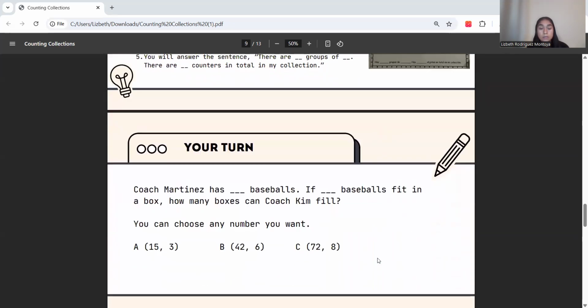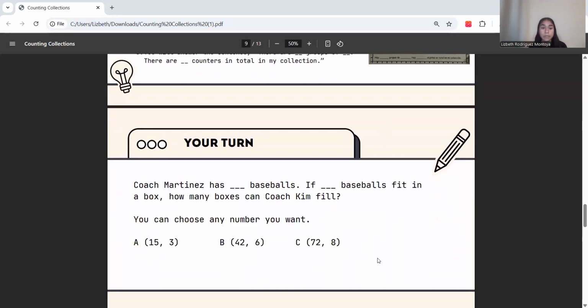And then also we're gonna try your turn. So for this problem, I actually incorporate different levels of math proficiencies that you guys could choose. So A is a more easier level, B is like a medium level, and C is a bit more challenging level. So I'm going to do this with you guys. I'm going to choose A.